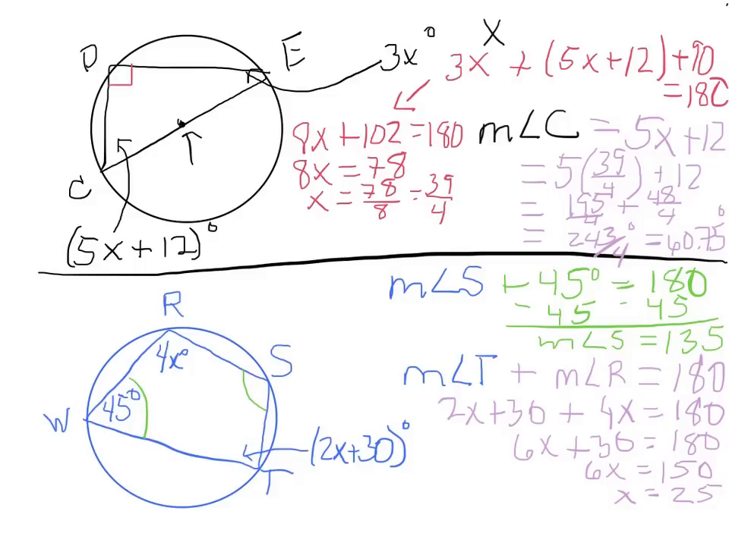And so therefore, to solve for the angle, all you have to do is substitute x equals 25 into 2x plus 30. So you get 2 times 25 plus 30, which is 50 plus 30, or 80 degrees, for the measure of angle T. So there are our two problems, and that's typical of what you're going to have to do on the rest of this assignment.